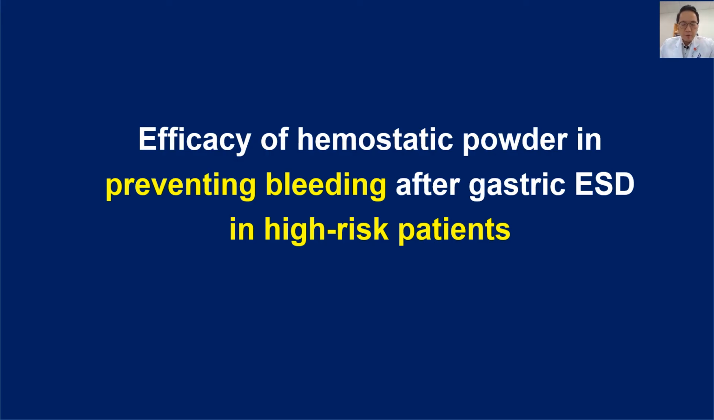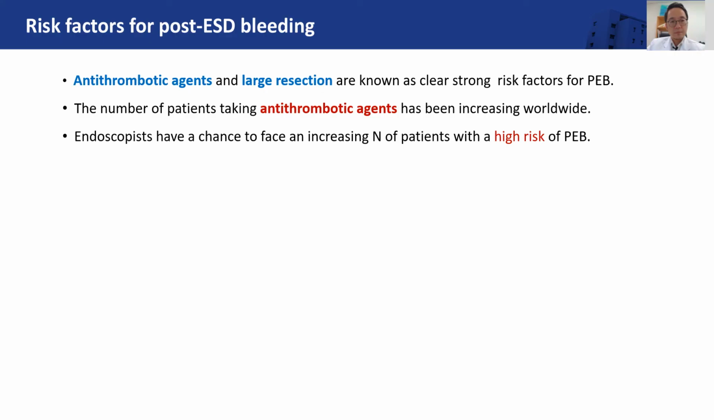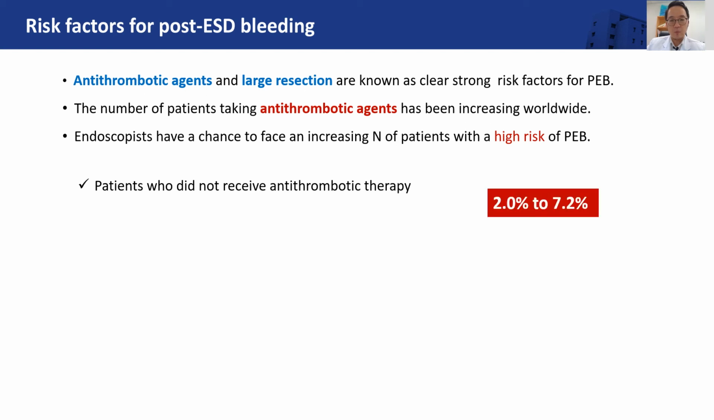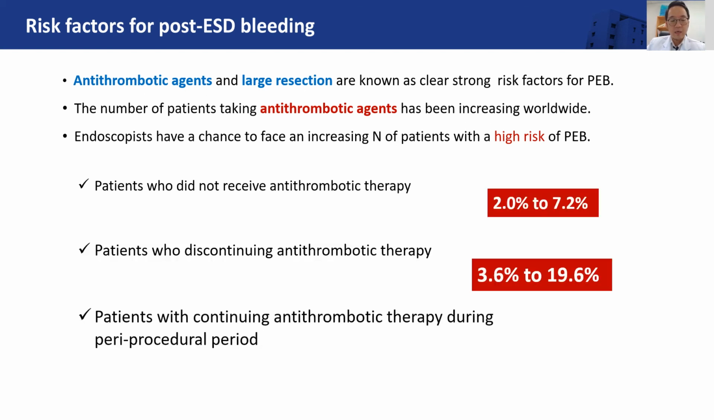And lastly, I'm going to introduce a different study using hemostatic powder in preventing bleeding after gastric ESD in high-risk patients. As you know, these days the risk of post-ESD bleeding is increasing because of antithrombotic agents, and large resections are known as a strong risk factor for post-ESD bleeding. Some studies show that in patients with continued antithrombotic therapy during the procedure, the bleeding rate can go up to 57%.